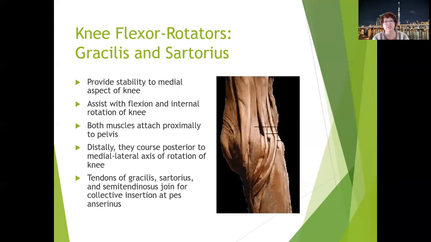The tendons of the gracilis, the sartorius, and the semitendinosus join for their collective insertion at the pes anserinus, at the anteromedial aspect of the proximal tibia. This picture is a cadaver picture, and the reason I picked it is because it shows very well the tendons of the gracilis, the sartorius, and the semitendinosus. So gracilis is the one that is most anterior, followed by the sartorius and the semitendinosus.